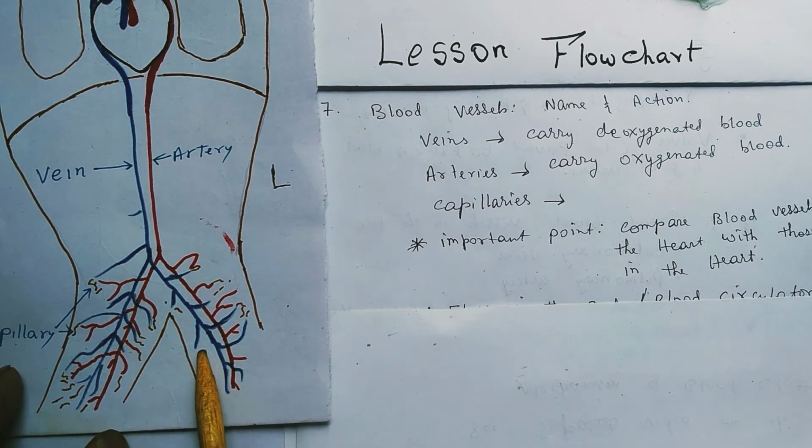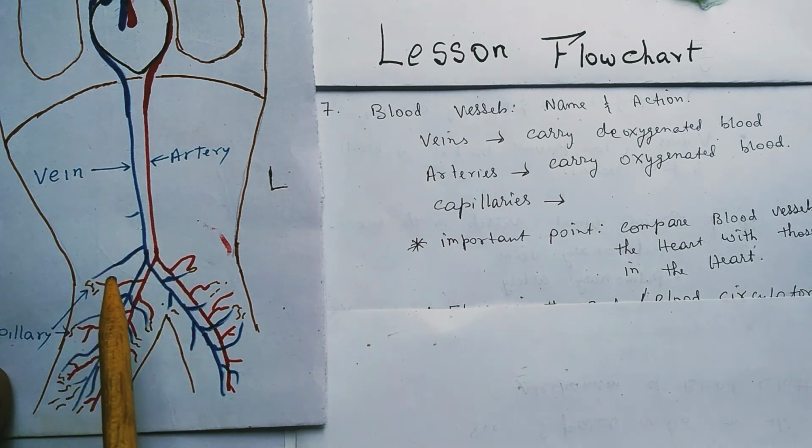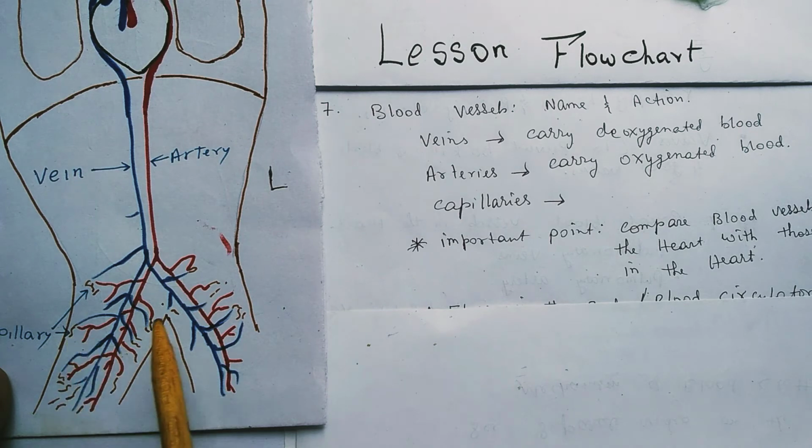Now you look at this diagram closely, you see these tiny ones which do not attach to the vein or artery. These are the capillaries. These capillaries are the tiny blood vessels which help to connect the veins and the arteries, so as to allow the continued flowing of the blood from the artery to the veins through the capillaries.